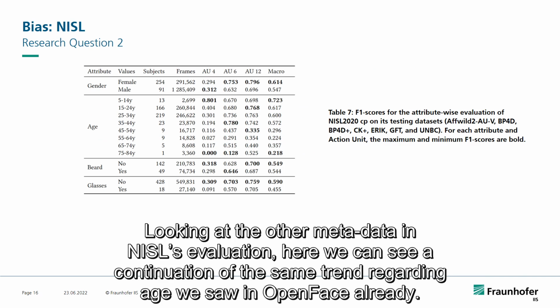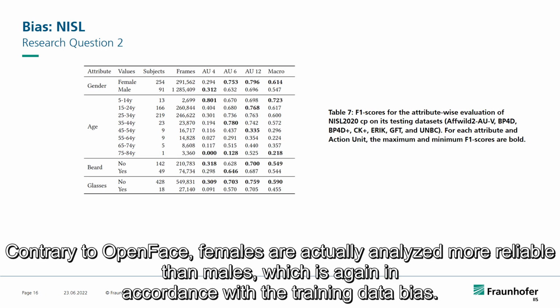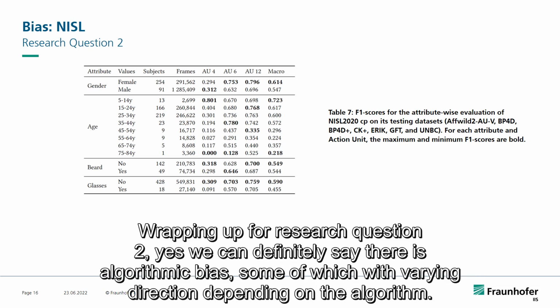Looking at the other metadata in NISL's evaluation, here we can see a continuation of the same trend regarding age we saw in OpenFace already. Older persons are considerably harder to annotate correctly, which we can now compare to NISL's training data distribution and see that it is in accordance with the bias we've seen there. Contrary to OpenFace, females are actually analyzed more reliably than males, which is again in accordance with the training data bias. There is virtually no difference regarding beards, and just like in OpenFace, glasses are problematic.